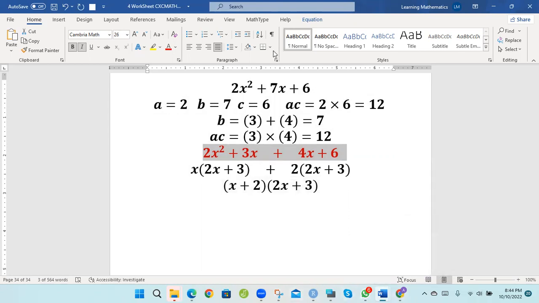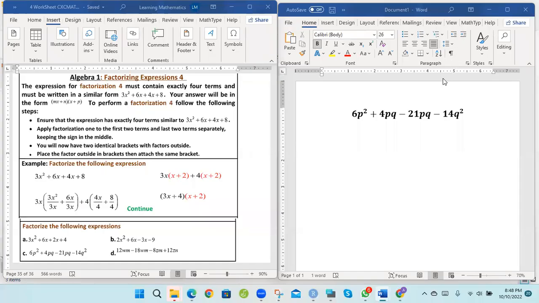Let's look for an example. Expressions 4. The expression for factorizing 4 must contain exactly 4 terms and must be written in a similar form like this. 1, 2, 3, 4. Your answer will be in the form mx plus n, x plus p. To perform factorization 4, follow the following steps. Ensure that the expression has exactly 4 terms. Here they are. 1, 2, 3, 4.